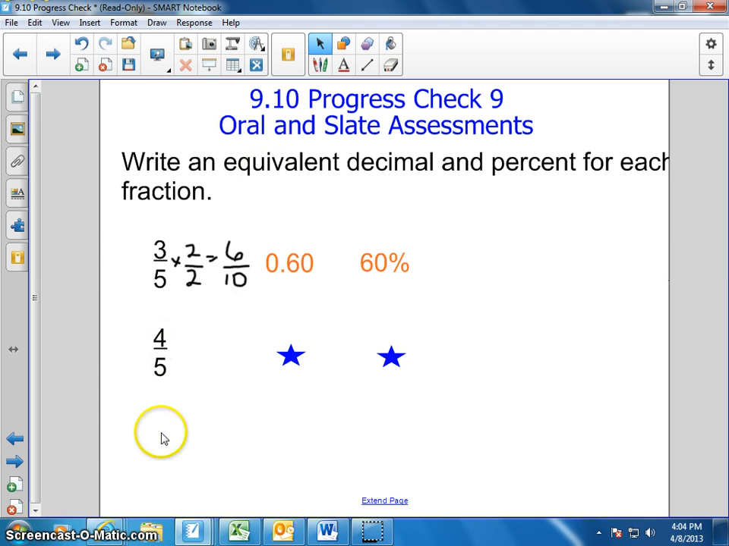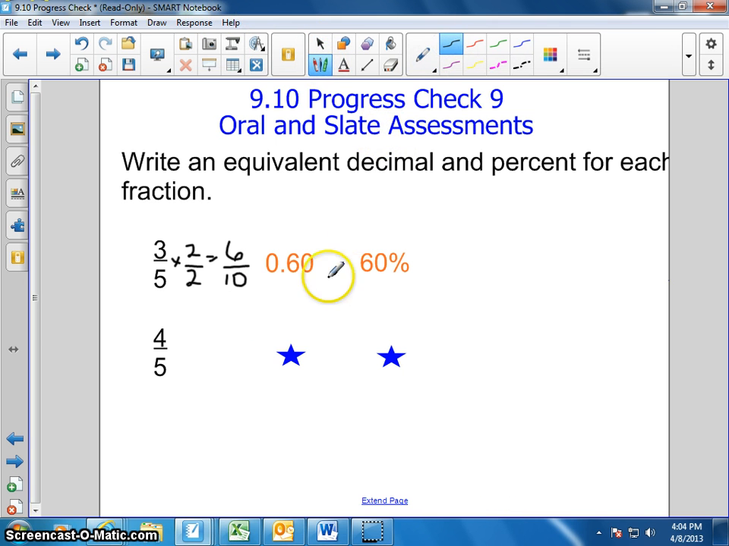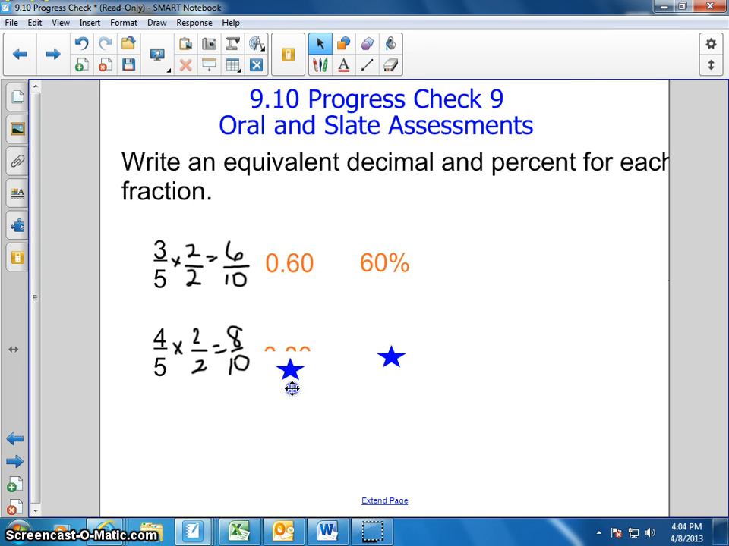Here you can do the same thing. You want to pause the video and try it yourself. So if we turn this into a fraction that's easier to turn into a decimal or percent, we'd get 8/10, and so that would be our decimal. 8/10, 80 out of 100, and then 80%.